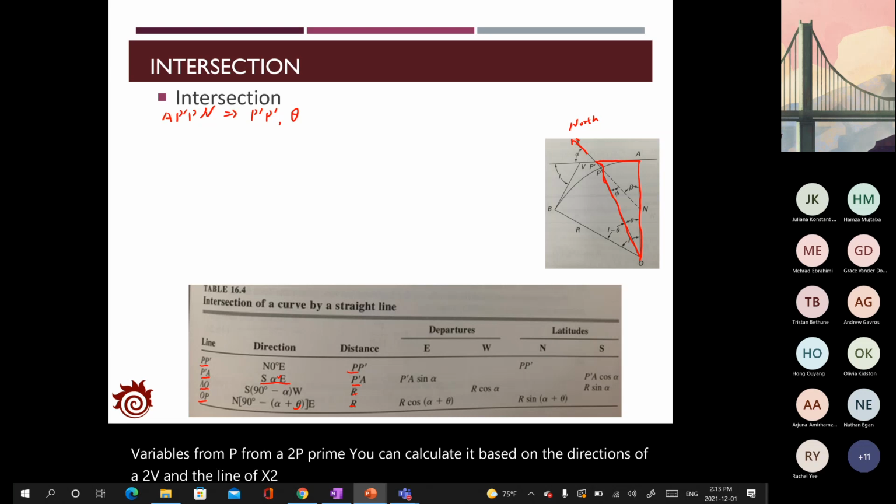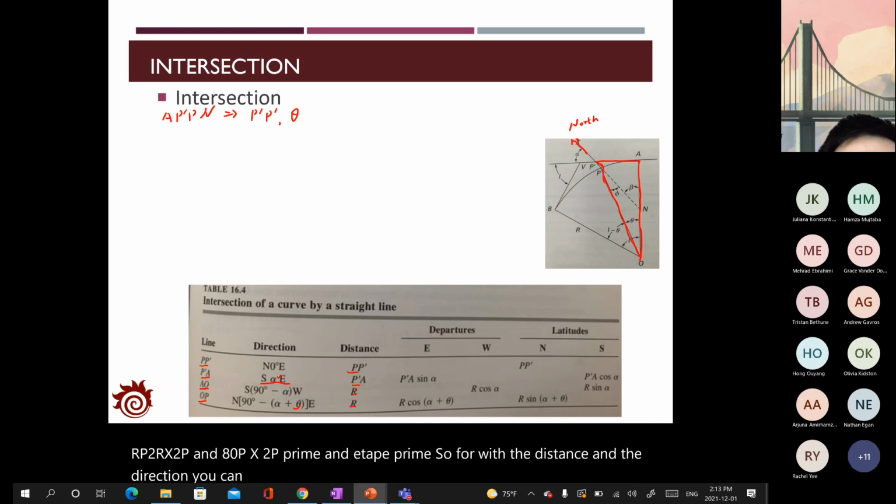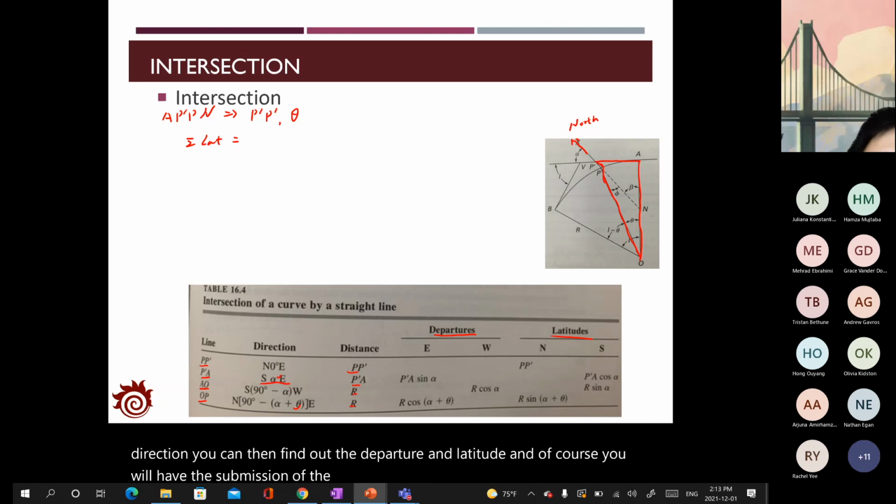And you can also find out the angle of alpha by checking the directions of the two lines, X to P and A to P, X to P prime and A to P prime. So with the distance and the direction, you can then find out the departure and the latitude. And of course, the summation of the latitude will be 0.